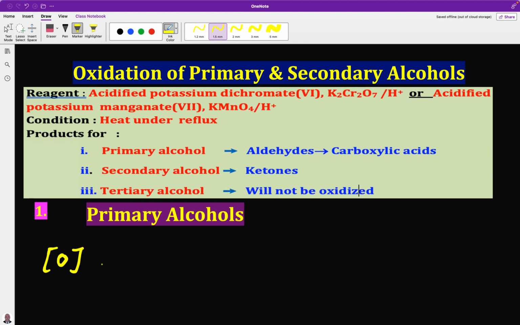So now, for this reaction to occur, the reagent for the oxidation of primary and secondary alcohol, the suitable oxidizing agent here, will be acidified potassium dichromate 6 or acidified potassium manganate 7 solution. Obviously, you will have to heat this under reflux.